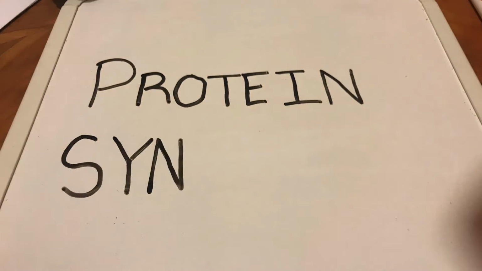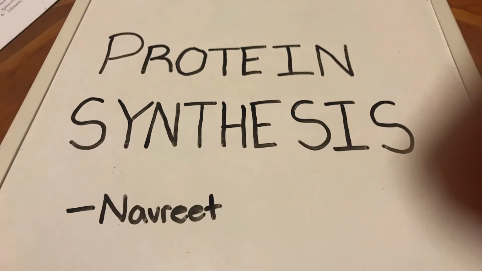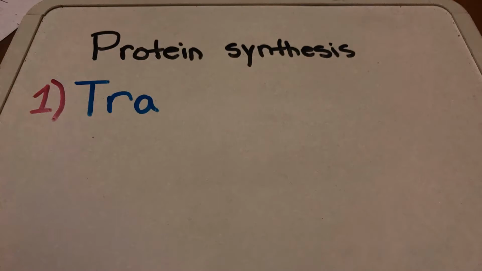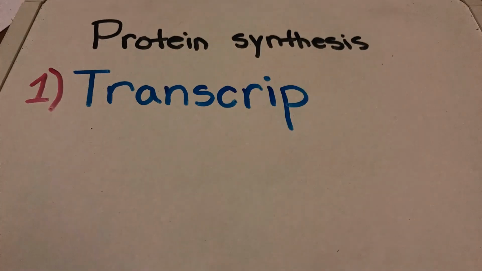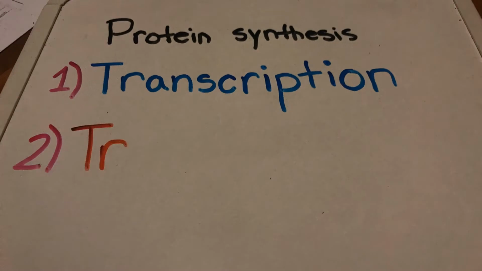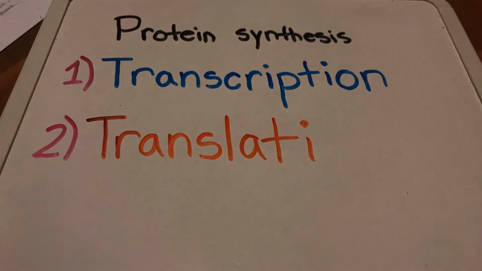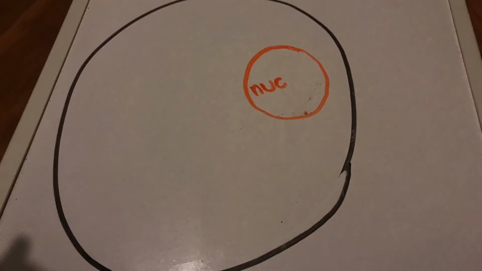In this video, we'll be talking about how proteins are formed. This process is known as protein synthesis. Protein synthesis involves two main steps. The first step is transcription, and the second step is translation. Transcription occurs within the nucleus of a cell.